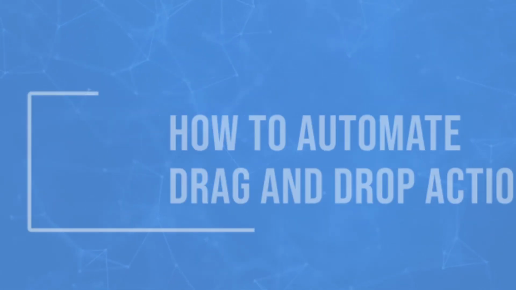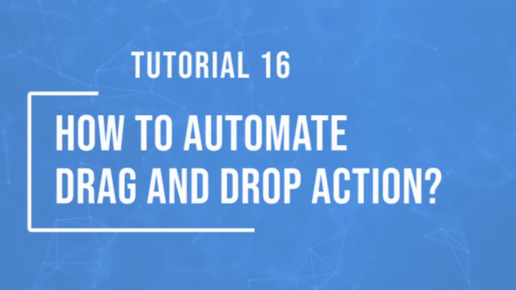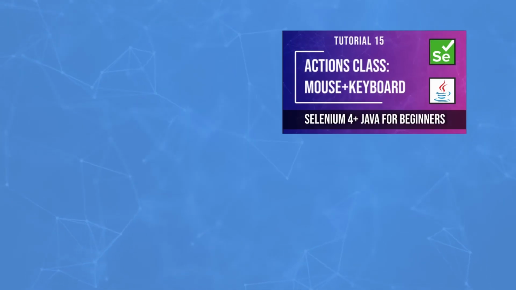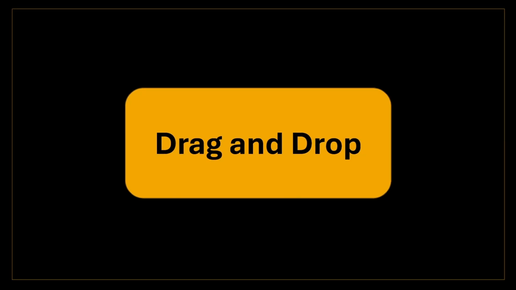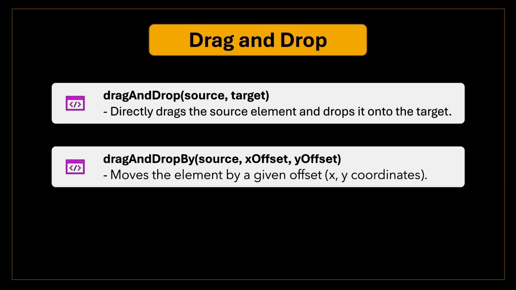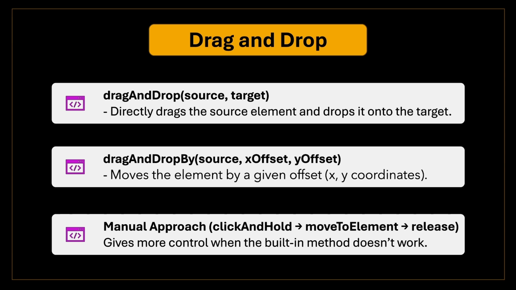In this video, we are going to learn how to perform drag and drop action using Selenium's Actions Class. In the previous video, we covered the basics of Action Class. If you haven't watched it, I've added the link in the i-card above. You can check it out later. In this part 2, we'll focus completely on drag and drop automation in Selenium. We'll explore 3 different ways provided by the Actions Class to achieve drag and drop. So, without any further delay, let's dive in and see how the first method works in practice.